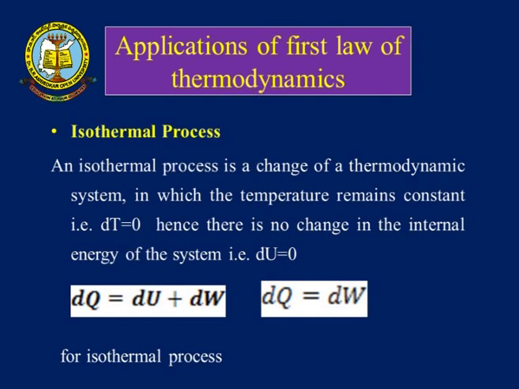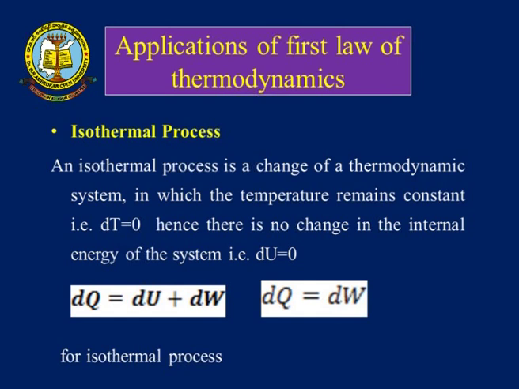As dT is equal to 0, there is no change in temperature. As we know, the first law of thermodynamics is dQ equals dU plus dW. As there is no change in temperature, the change in internal energy is also 0. So in the isothermal process, when the temperature remains constant, the change in temperature is 0, and the change in internal energy is also 0, which we call dU equals 0.